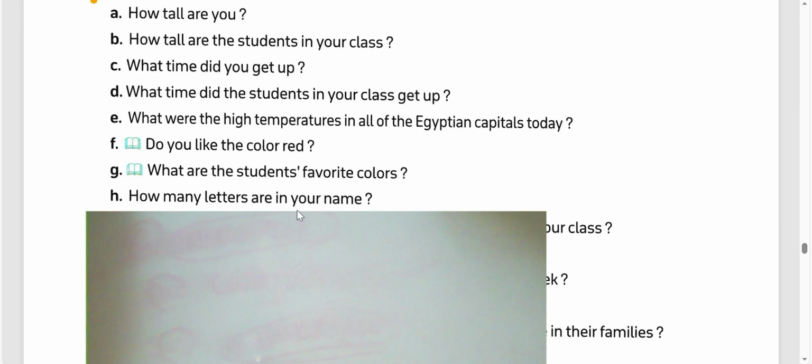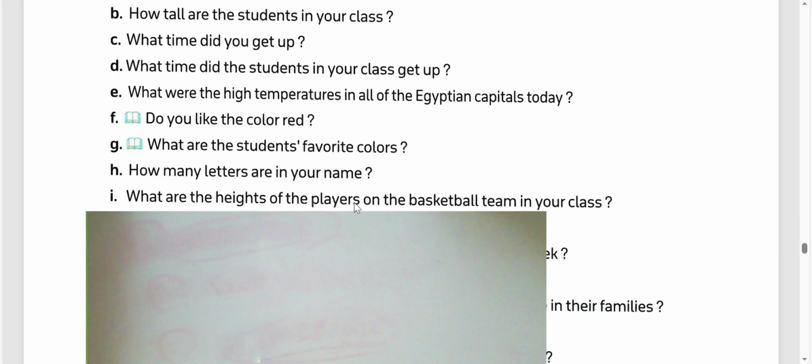How many letters are in your name? It will be exactly one answer. Then it will be a non-statistical question because we have one exact answer. What are the heights of the basketball players on the team? We have different answers here. Then it will be a statistical question.